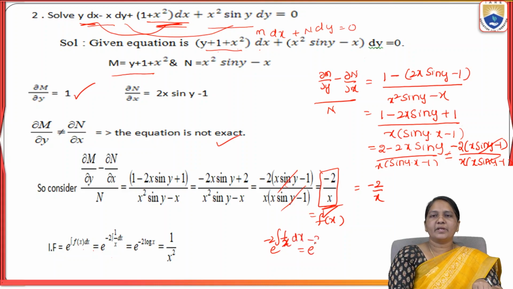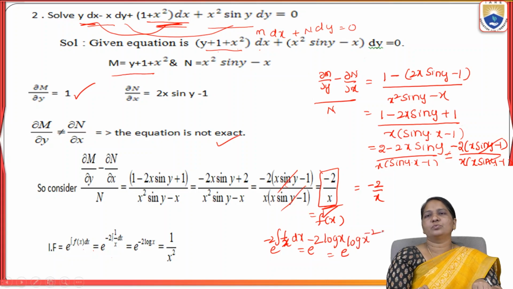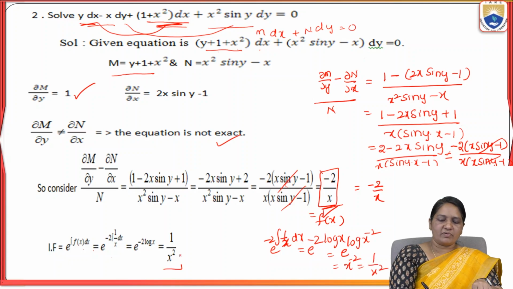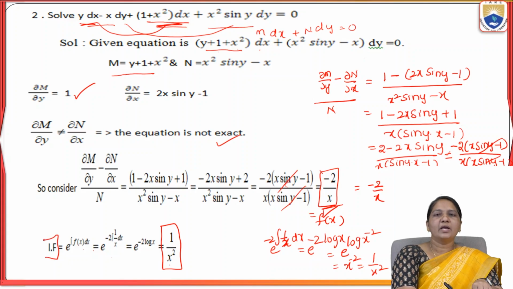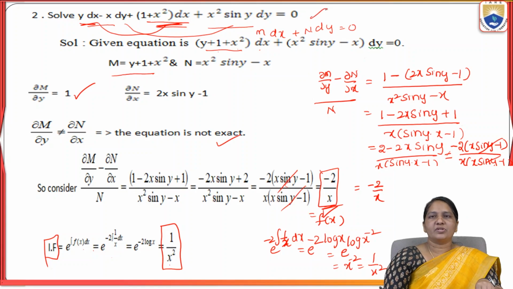So e power minus 2, integral 1 by x dx is log x. So now we are taking e power log x power minus 2. So log e base e, finally this value is x power minus 2, nothing but 1 by x square. This is the integrating factor. So why are we calculating the integrating factor? To multiply this with the equation to convert it into an exact differential equation.